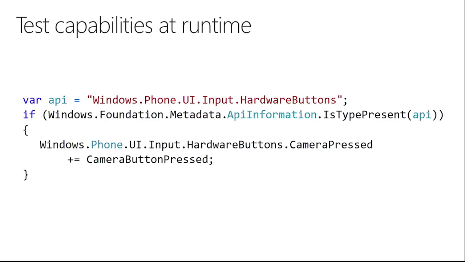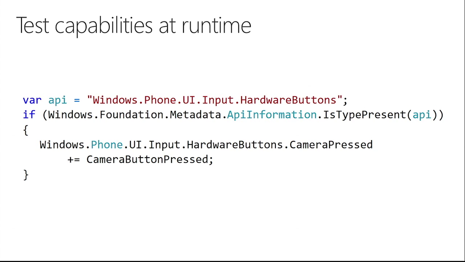The pattern is like this. The one downside, I think, is that the argument to ApiInformation.IsTypePresent is a string. But when you test this, you'll soon find out if you spelt the string wrong, and you're testing thoroughly, of course. If that call returns true, then this bit of code will be executed. If it's not true, which will happen on other device families, then it just won't get executed. So it's similar to a compiler condition, but obviously done at runtime.